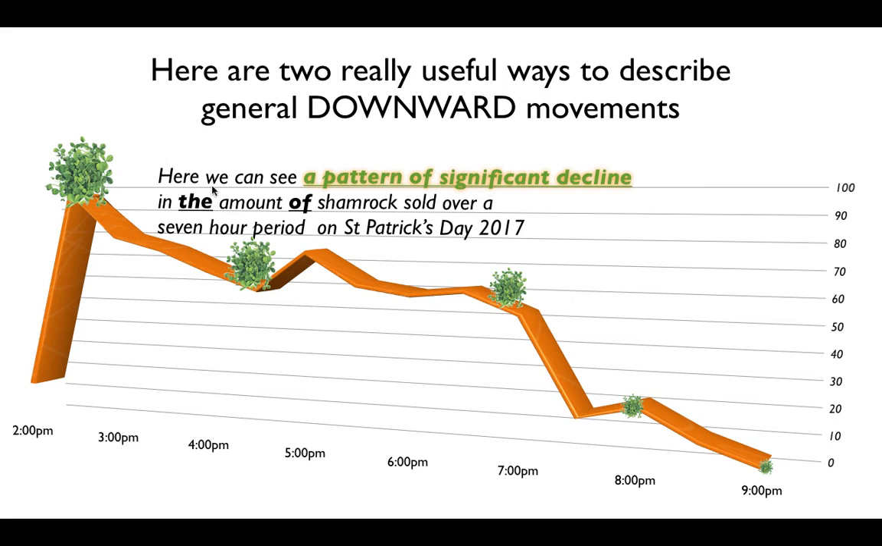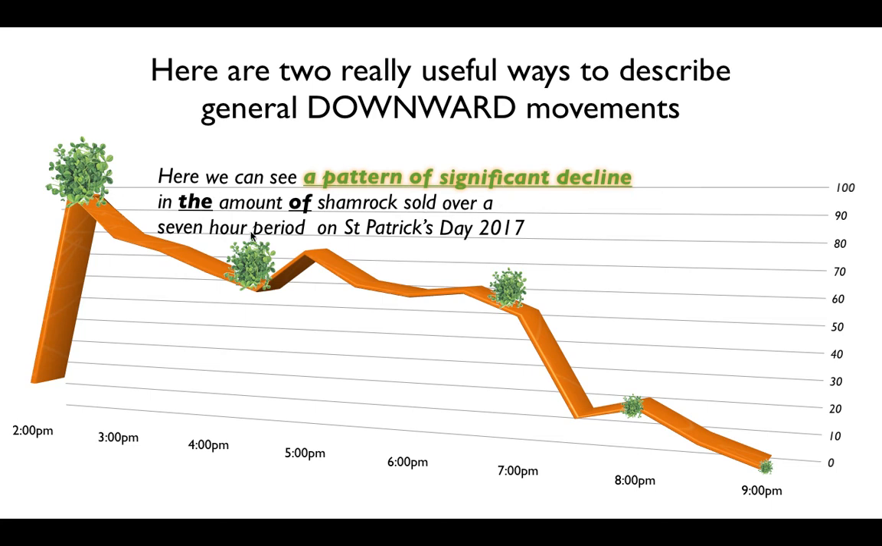Patrick's Day. So here we can see a pattern of significant decline, that means downward movement, and again we see in the amount of, and shamrock, this is our plant, sold over a 7-hour period. So we say sold, sell, sold, sold. Why? Because shamrock doesn't sell itself. It has to be sold by somebody. So that's why it's the past participle form of the verb here.